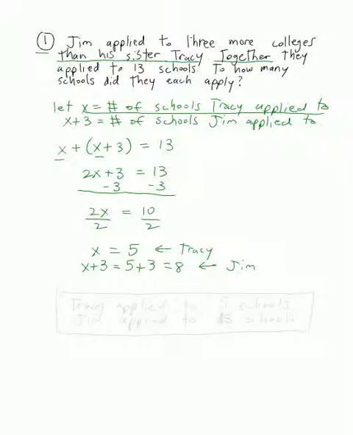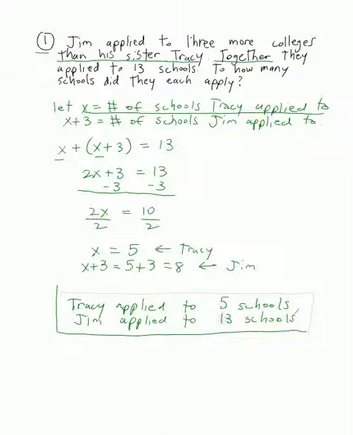So now we answer the question. It says how many schools did they each apply? Tracy applied to 5 schools. Jim applied to, oh, sorry, not 13, 8 schools. My mistake. So Tracy applied to 5 schools, Jim applied to 8 schools. And that is it for our first example.